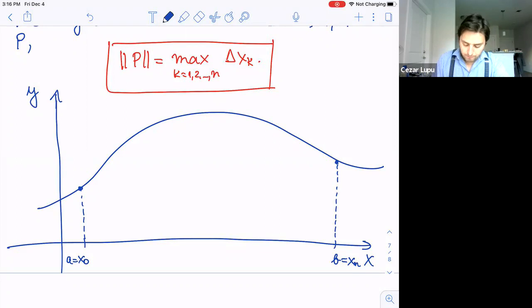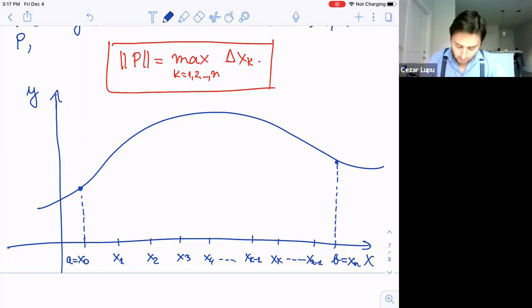All right, now I'm going to consider another point here. Let's just say x1, right? And then we go with x2, and then x3, then x4 if you want. And we keep going all the way to xk minus 1, and then xk. So like I said, they don't need to be equally distanced. And then we keep going all the way to xn minus 1, and the last one will be xn, right? All right, so we have here.